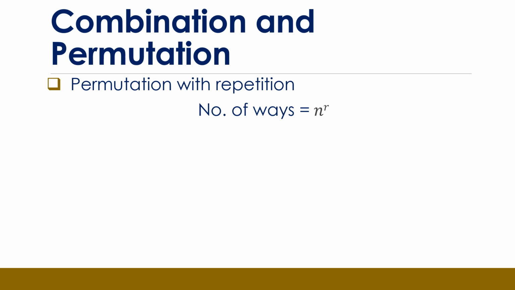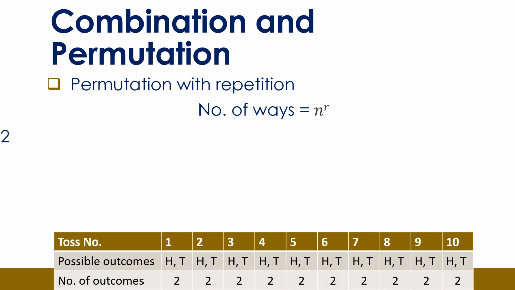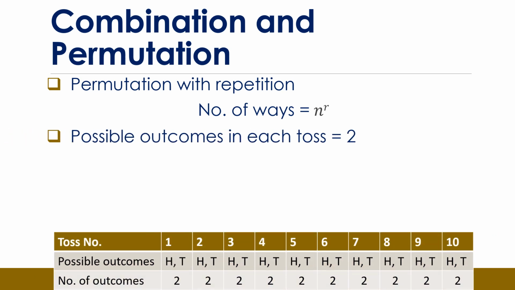Consider, for example, where we have a coin which we toss 10 times. What is the total number of possible outcomes? For each toss, we have 2 possible outcomes, head or tail, and you can see them here. This is either head or tail in each toss up to the last one.